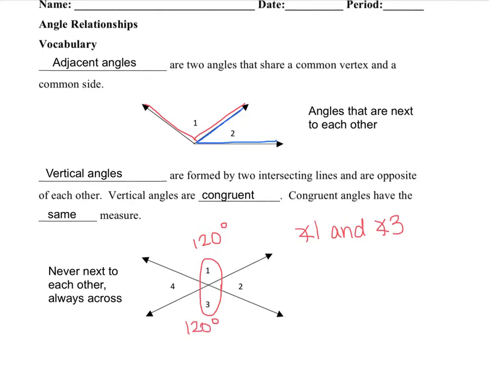Our second set of vertical angles are angles 2 and 4. So angle 2 and angle 4. And they're also going to be congruent. So for example, if angle 2 is 60 degrees, then angle 4 is also 60 degrees.